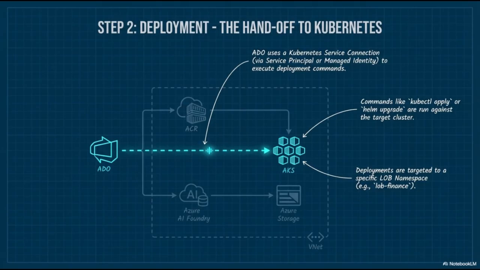The architecture leverages a virtual network to connect ADO with the Azure Container Registry, Azure AI Foundry, and Azure Storage, ensuring a secure and streamlined deployment to the AKS environment.